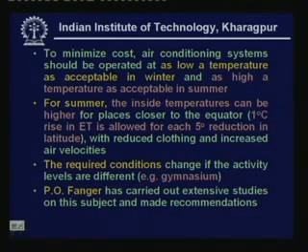And Professor P.O. Fanger of Denmark has carried out extensive pioneering studies in this area, and he has made recommendations for several conditions. So basically, one thing you must keep in mind is that an air conditioning system involves cost, both initial as well as running cost. So if you want to minimize this cost, then the inside temperature should be as high as possible in summer, and it should be as low as possible in winter. Of course, within certain acceptable ranges.